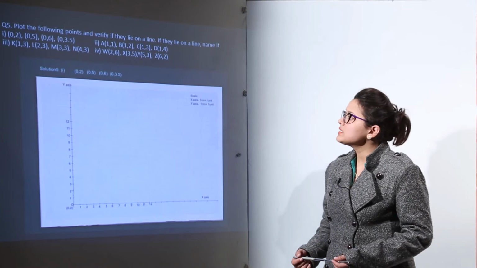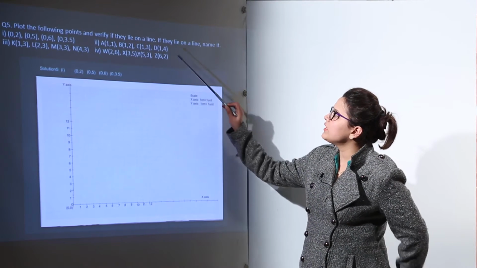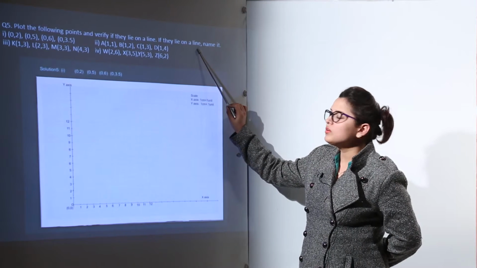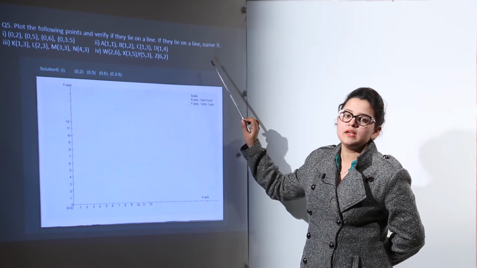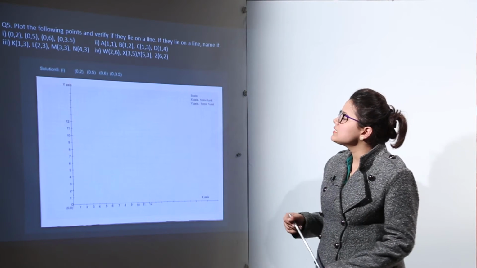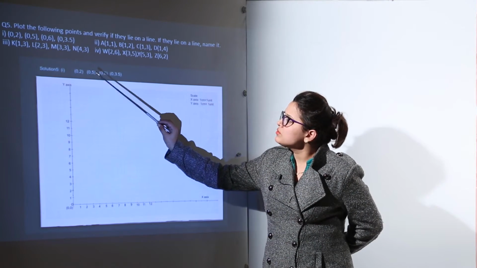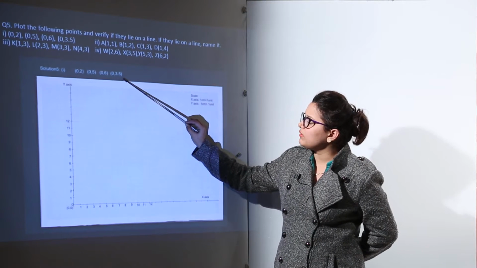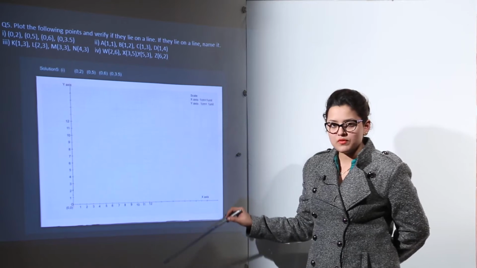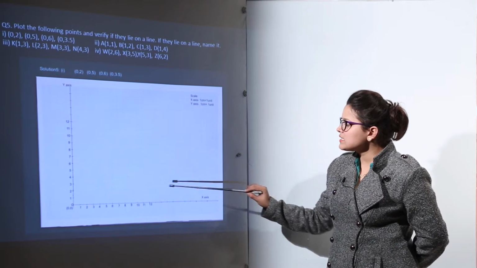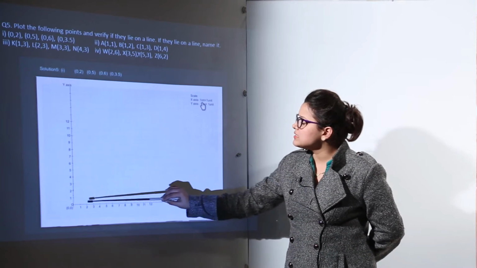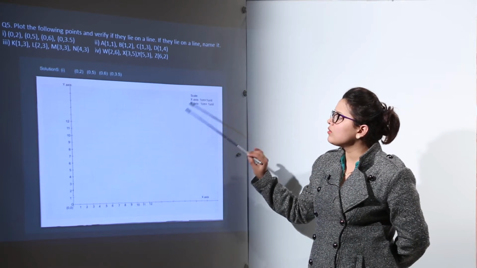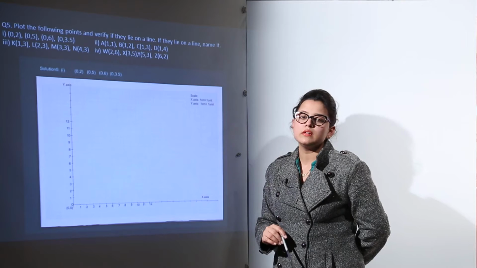Another question is, plot the following points and verify if they lie on a line, and if they are lying on a line, you have to name that line. The first one is for (0, 2), (0, 5), (0, 6) and (0, 3.5). You have taken up the whole graph sheet, made the x-axis, y-axis, marked the zeros, made the values, written down the scale, and now you start the plotting of the points.